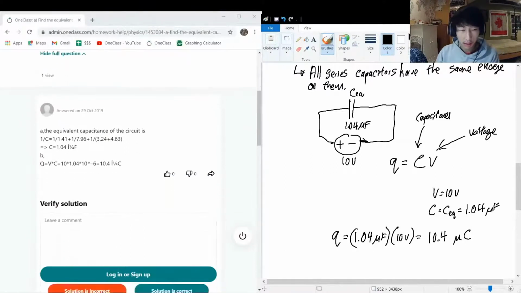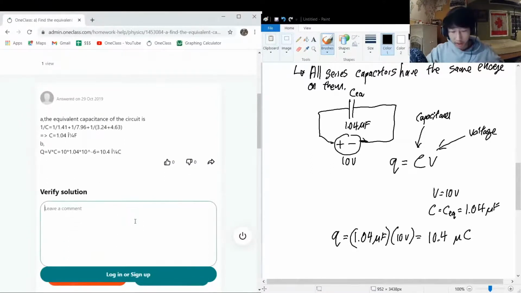So the above solution is good. However, mentioning the fact that all series capacitors have the same charge on them would be good to make the calculation more clear.